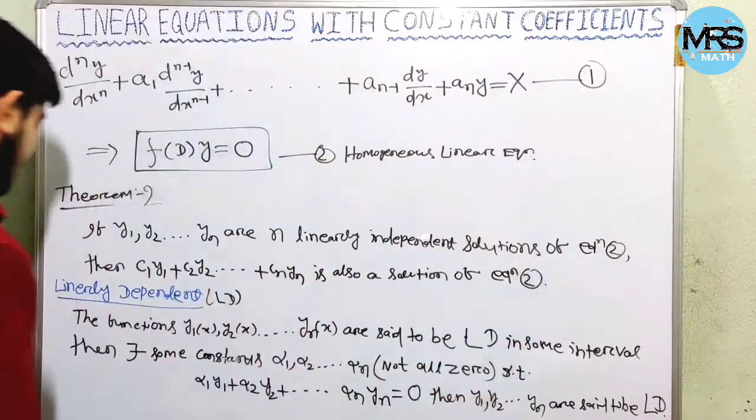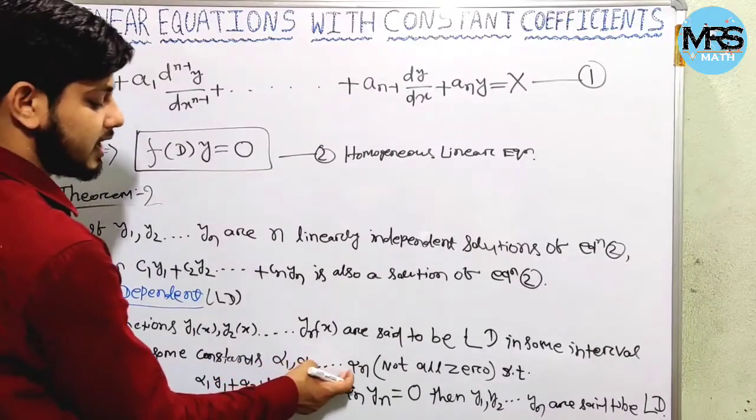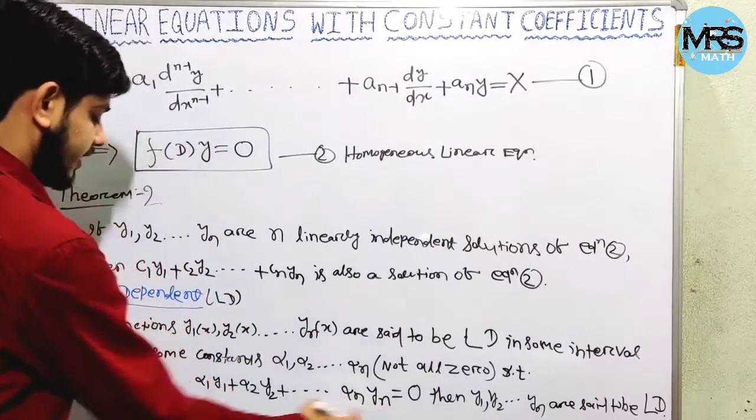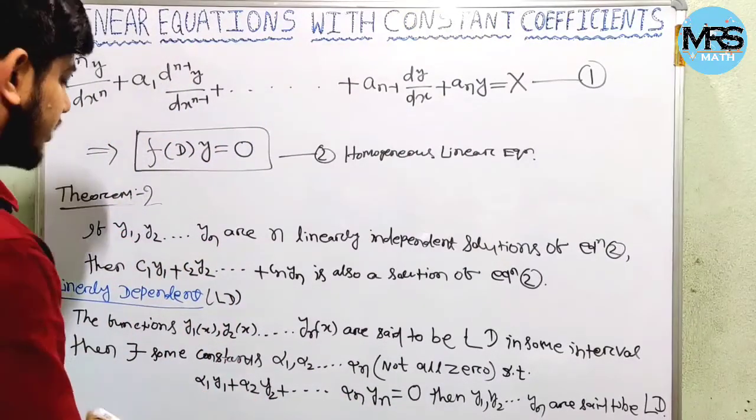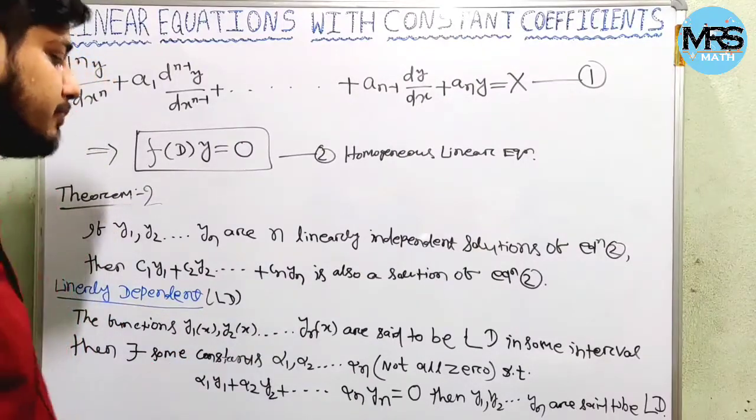So if the functions y1, y2 up to yn are said to be linearly dependent in some interval, such that there exist some constants alpha 1, alpha 2 up to alpha n, not all 0, then it will satisfy this equation, and then only we will say that they are linearly dependent.